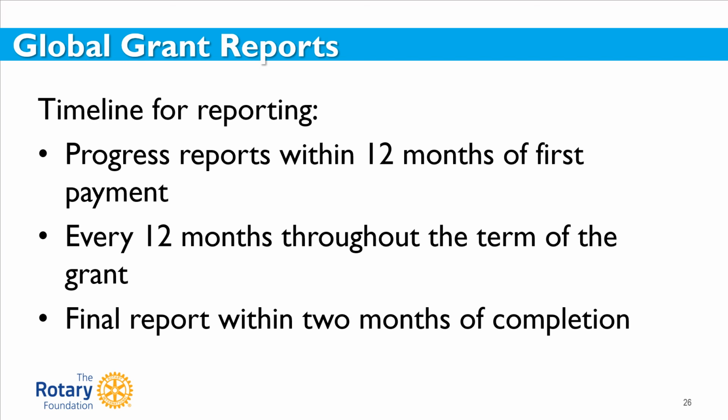Progress reports must be submitted within 12 months of receiving the first global grant payment and every 12 months thereafter. The final report must be submitted within 2 months of completing the project or the activity. Unused grant funds may be used for additional eligible and foundation approved expenses. Changes to a project must be approved by Rotary. Any unused funds returned to Rotary will be credited to the World Fund.